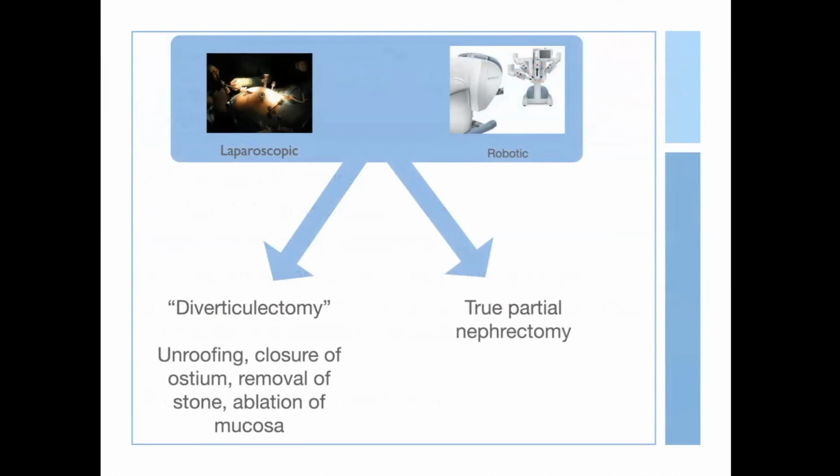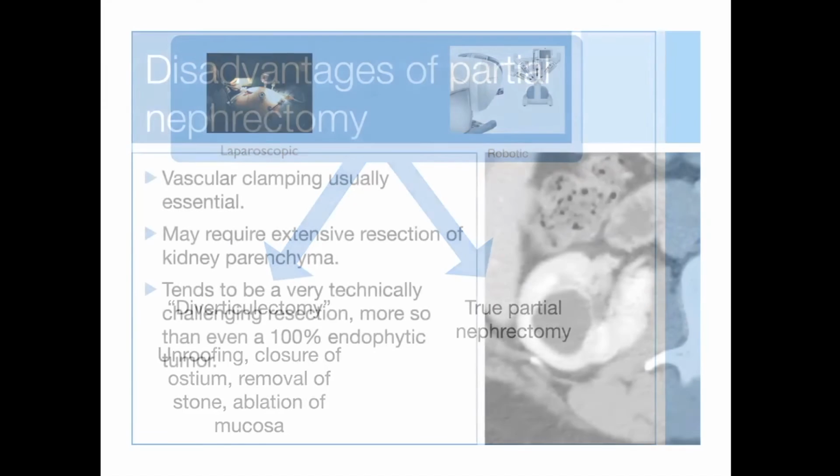When we look at laparoscopic and robotic approaches to diverticulectomy, they take two forms: the form of true partial nephrectomy or a diverticulectomy, which involves unroofing, closure of the ostia, removal of the stone and ablation of the mucosa. And this tends to be our favorite approach.